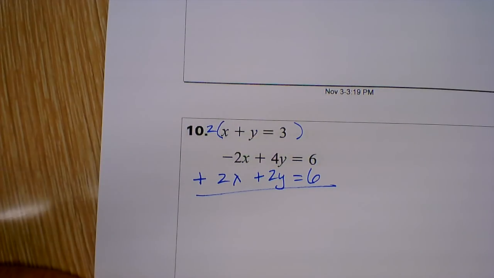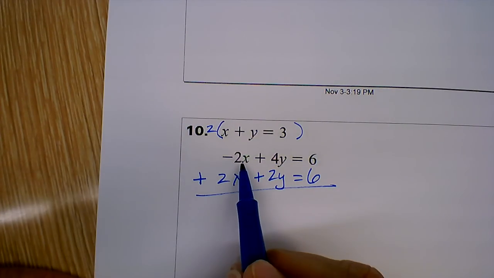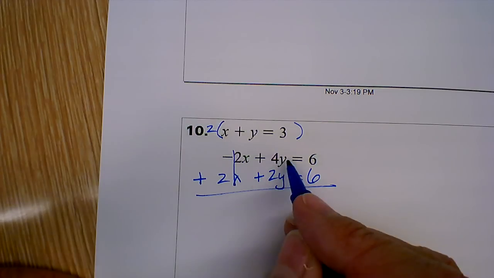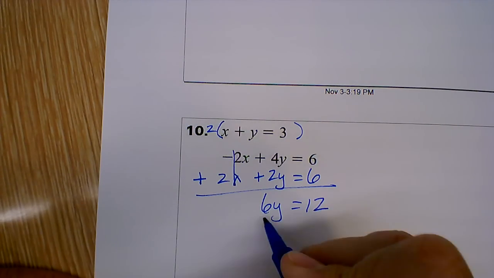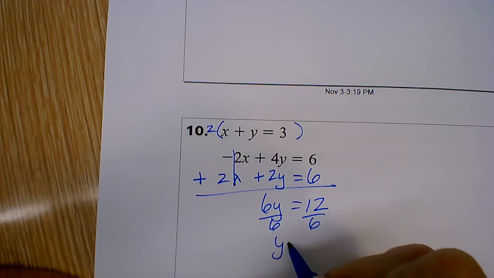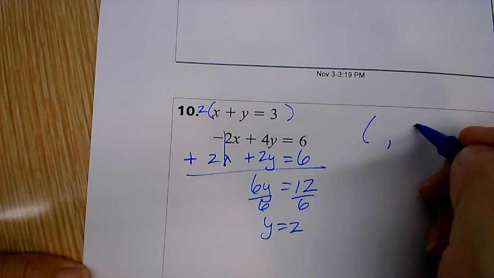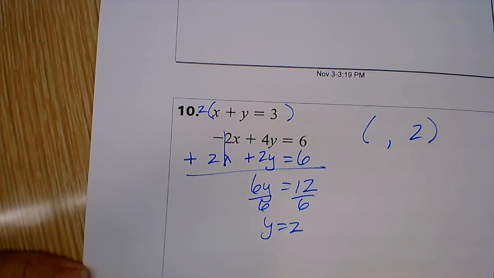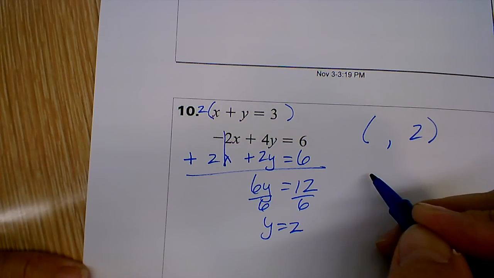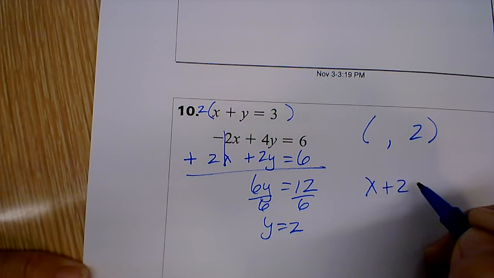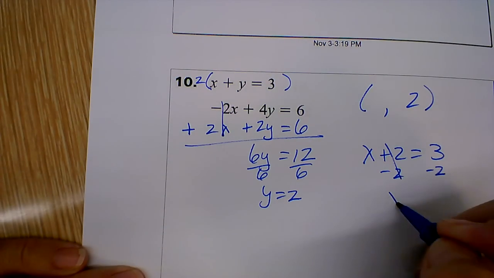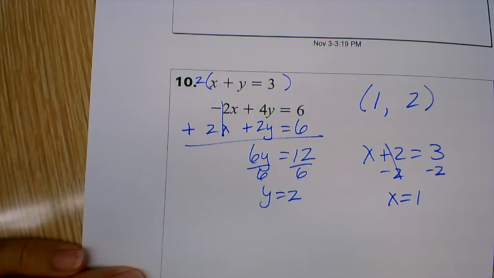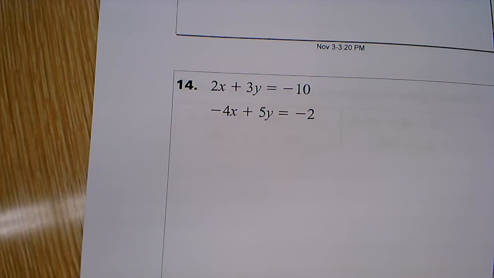Let's add these together. My x's are eliminated. 4y plus 2y gives us 6y is equal to 12. So y is equal to 2. So I know the y coordinate in my solution. Go back to one of my original equations. x plus 2 equals 3. Subtract 2 from both sides. x equals 1. So my solution to this system is 1, 2.